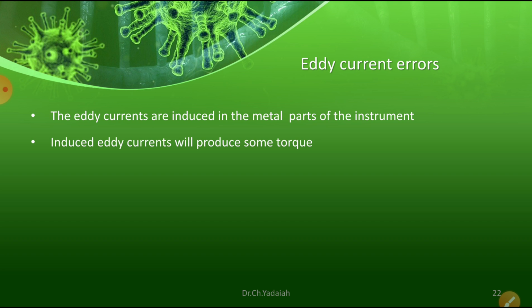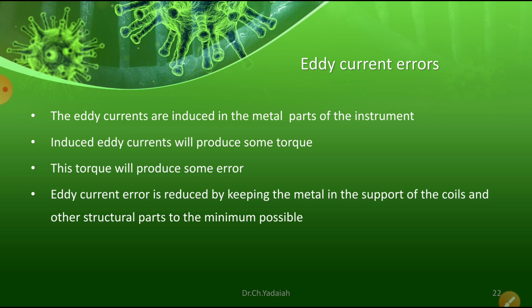Now the induced eddy currents will produce some torque. That torque also affects the instrument and will produce some error. So the deflecting torque is impacted by this eddy current produced torque, thereby causing mal-operation of our instrument. The eddy current error is reduced by keeping the metal in the support of the coil and other structural parts to the minimum possible.